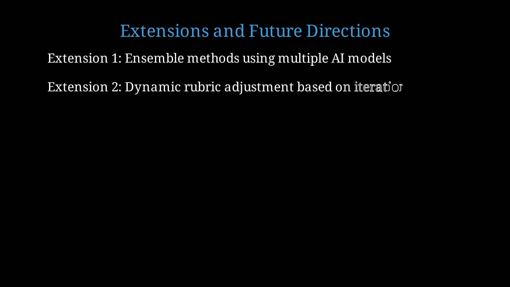Extension 2. Dynamic rubric adjustment. Start with high weight on feasibility in early iterations. Gradually increase novelty weight as you build a base of practical ideas. This balances exploitation and exploration over time.